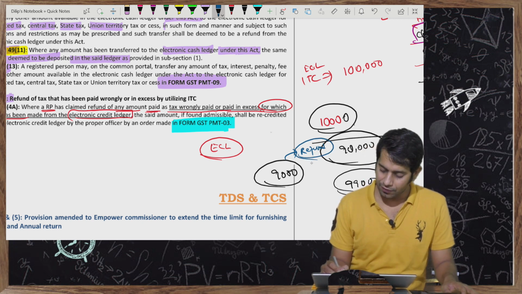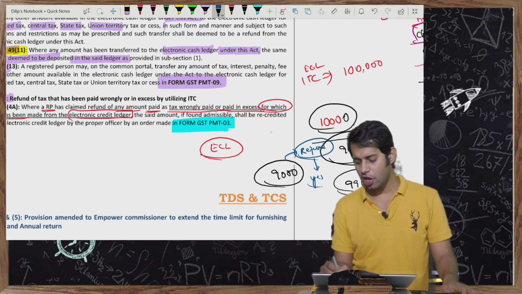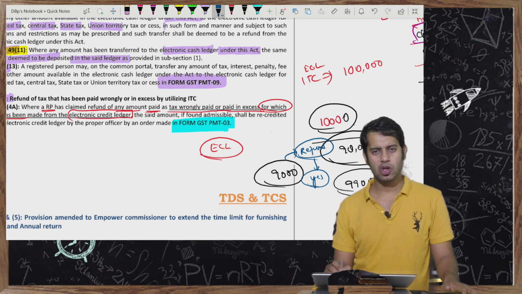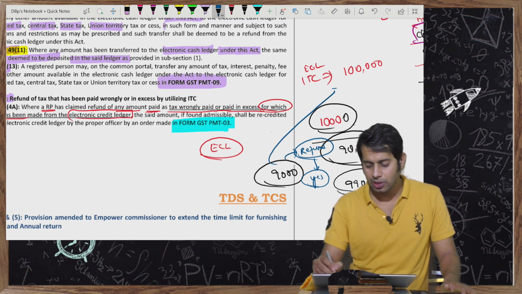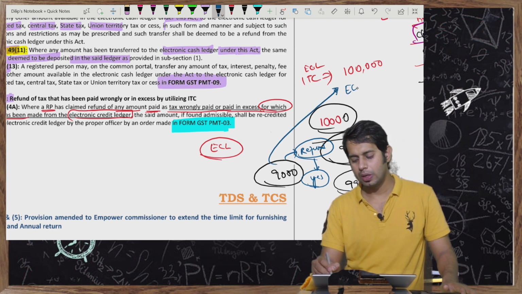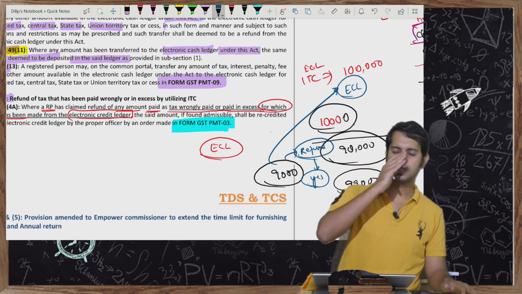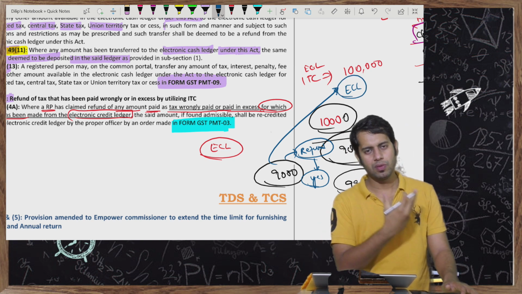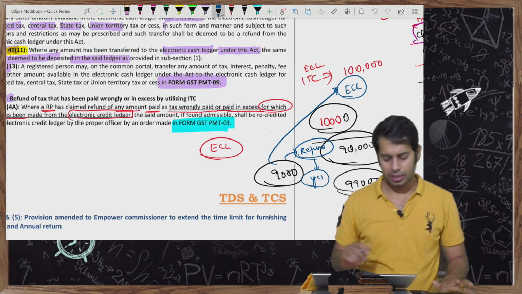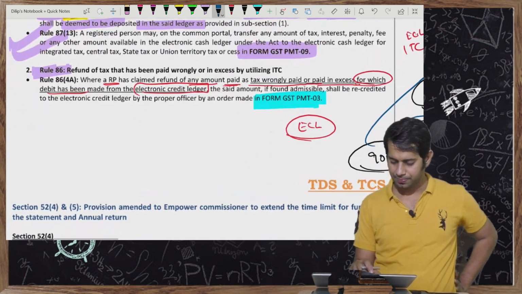When you apply for refund and the officer feels that yes, you have done a mistake, then this 9,000 will go again to your electronic credit ledger. If this refund is admissible to you, then the amount will be recredited to your electronic credit ledger. I'll read this provision again.